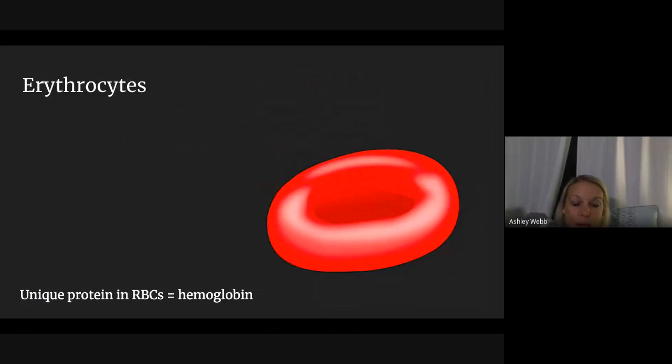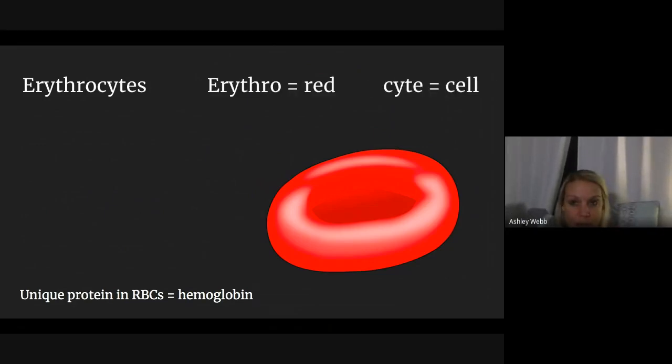When we're talking about the different blood cells, the first one we're going to talk about is erythrocytes. And if we took the word erythrocytes and we broke it down, we would pull out erythro and cyte. Erythro meaning red, cyte meaning cell. Hopefully that's a little bit of a review for you.